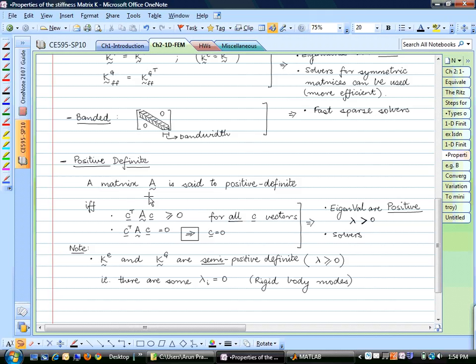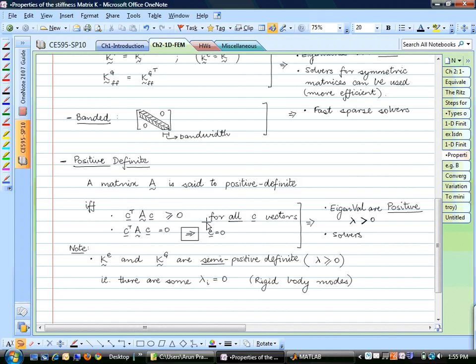So a matrix is said to be positive definite if the first condition is that you take any vector C, whether it can be 0, non-zero, positive, negative, whatever. You take a C vector and calculate this product, C transpose times A times C. If this is greater than or equal to 0, then we can say that this matrix is positive definite.